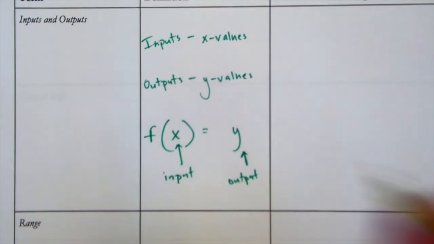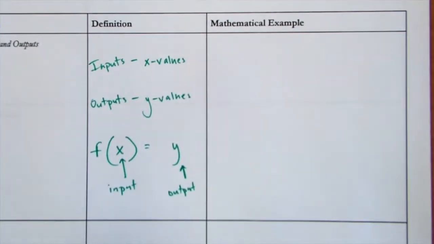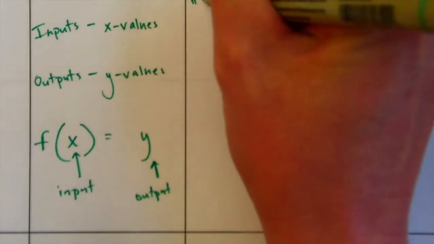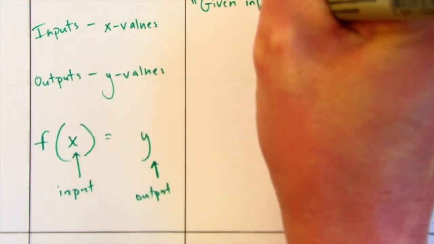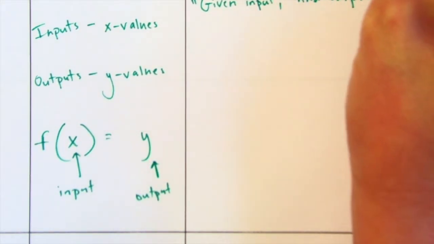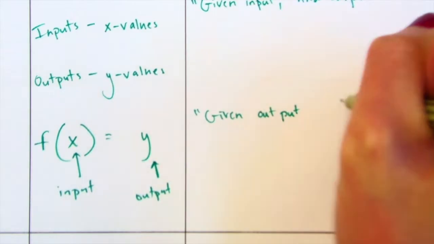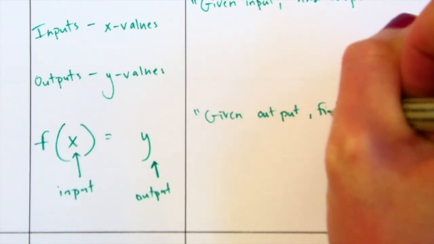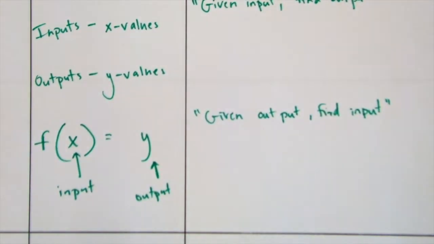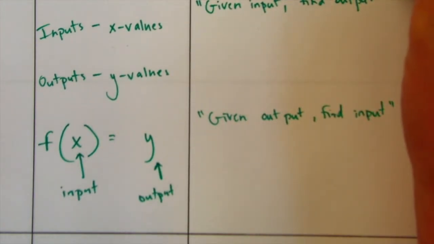So for the example, I want to show two types of problems. We talked about two main categories of problems with inputs and outputs. One is given input, find output, and the other is given output, find input. So for both of these, we'll use the same equation. Let's use f of x equals x squared.